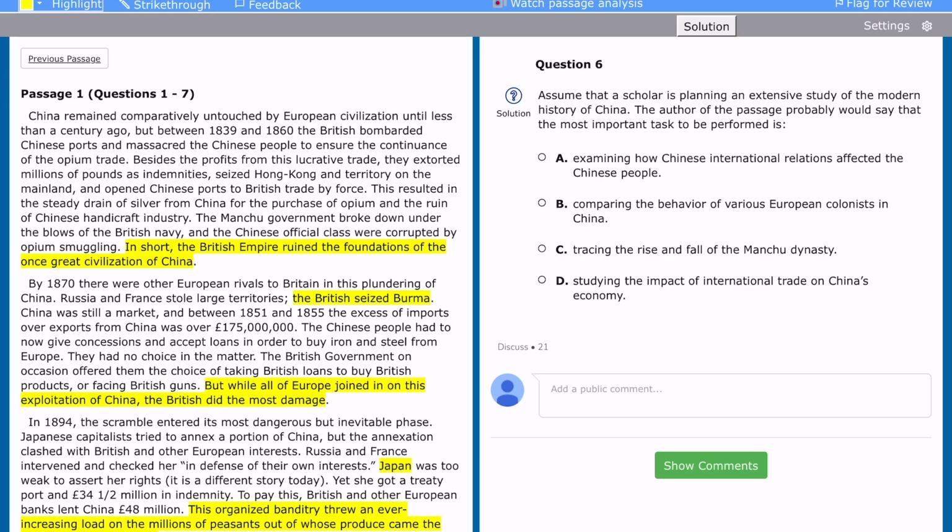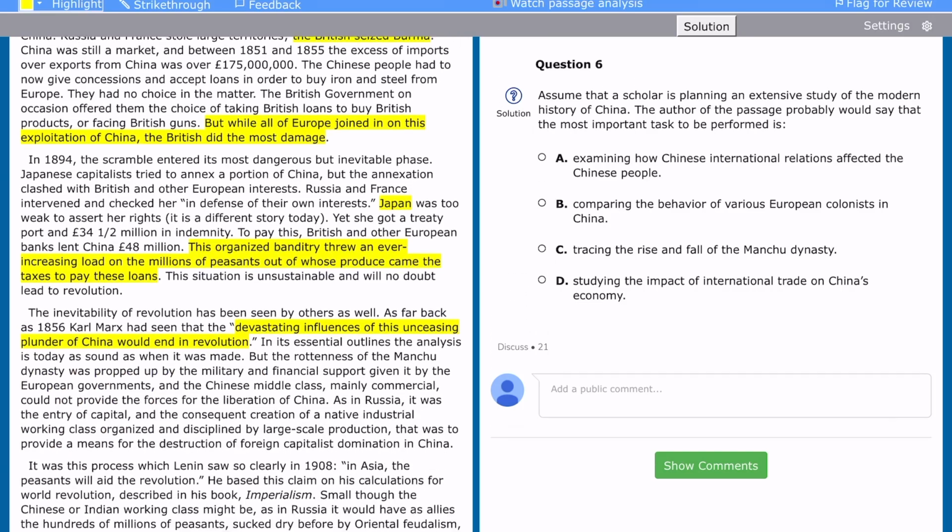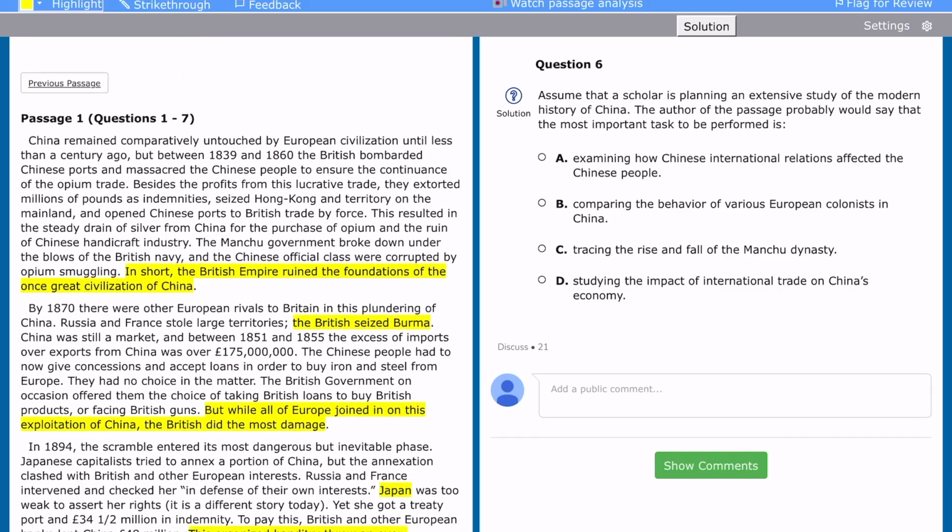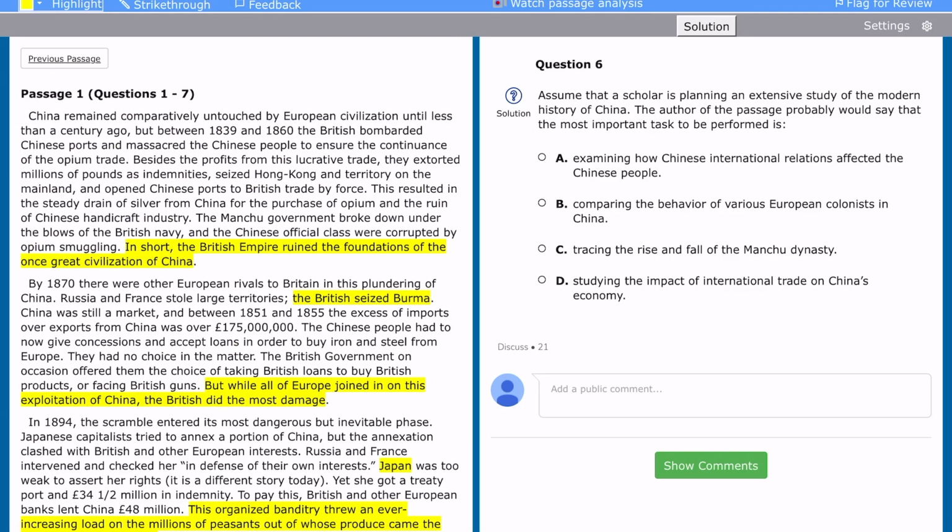C, tracing the rise and fall of the Manchu dynasty. This could be interesting, but again, the Manchu dynasty is only brought up twice to say that the first time they were defeated by the British and the second time that they were rotten anyway. So again, this wouldn't be the most important task. Rather, the most important task would be the main idea of the passage, which is the occupation leading to the revolt by the Chinese people.